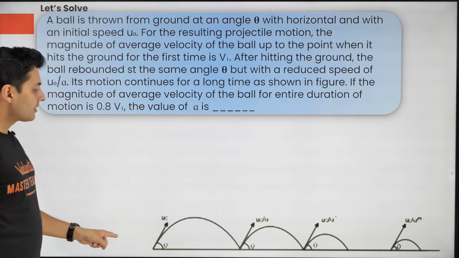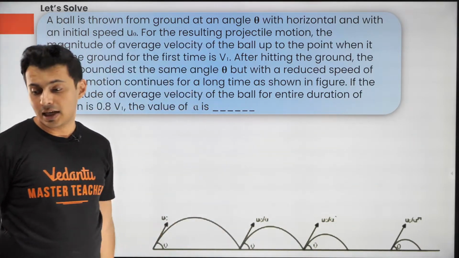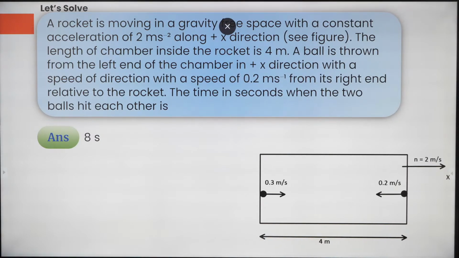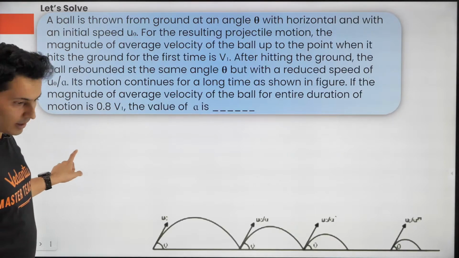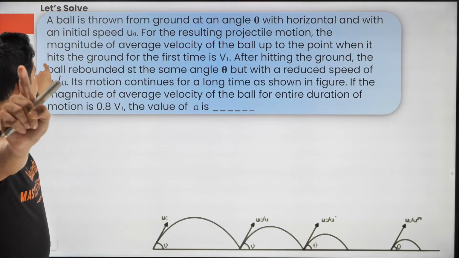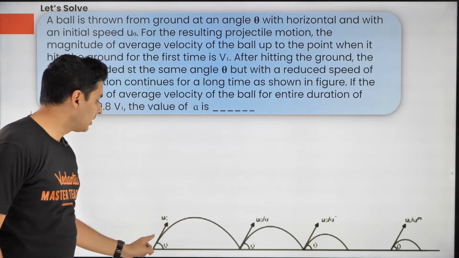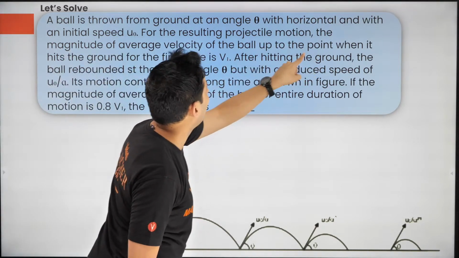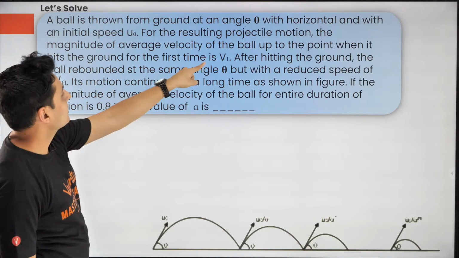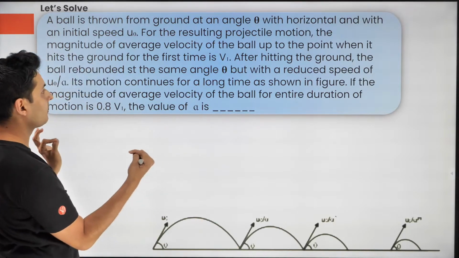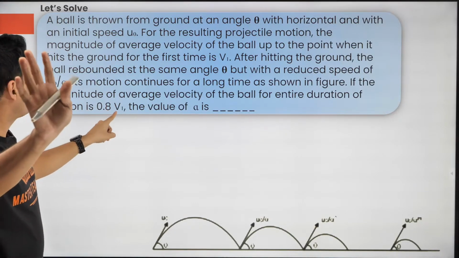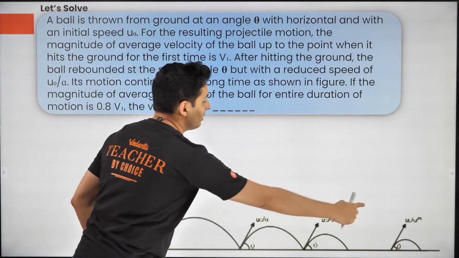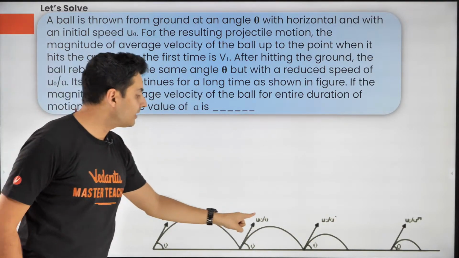Now, the question is, what is the average velocity for the entire thing? Think about it. It is also mentioned that from this point to this point, the average velocity is v1. The average velocity of the ball from the point it hits the ground for the first time is v1. Oh, my bad, guys. They have not asked you the average velocity for the entire motion. They have already given that the total average velocity is 0.8 v1. The question is to find the value of alpha.